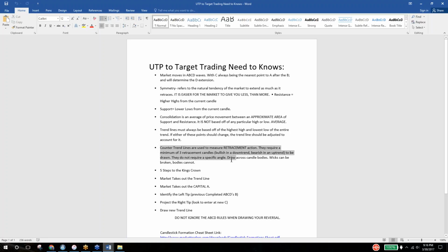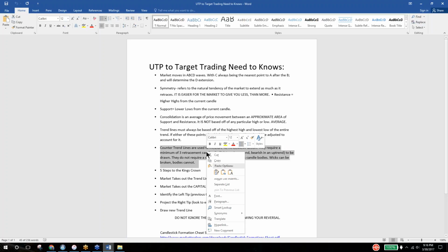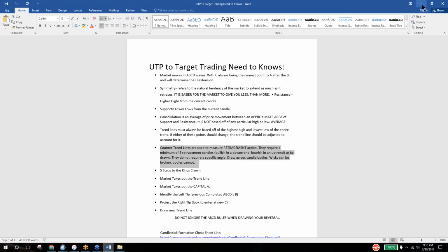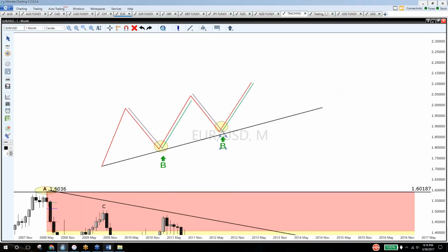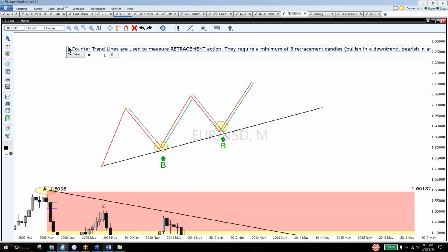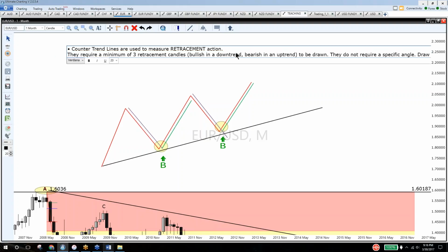The function of the counter trend line is to measure retracement action, and they require a minimum of 3 retracement candles. Here's some more notes that I've composed for you. They require a minimum of 3 retracement candles to be able to be drawn. And I'll post this in the chat box.